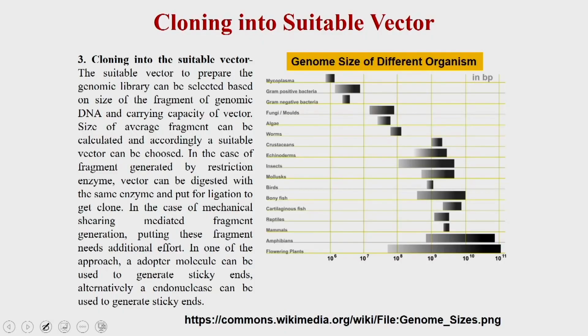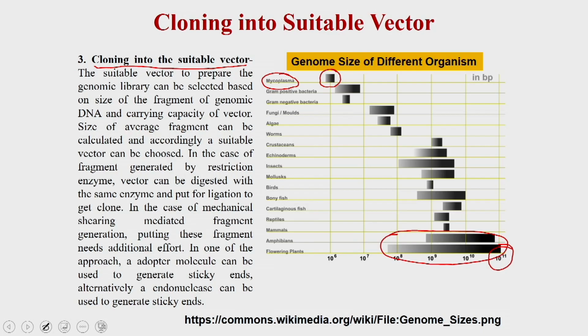Now, once you want to clone this into a suitable vector, what you have to remember is that the genome sizes of different organisms vary from very small to very large. For example, in the case of flowering plants, it can go up to 10 to the power 11 base pairs, whereas in the case of mycoplasma, which is actually the smallest organism, it could be even 10 to the power 6 base pairs.